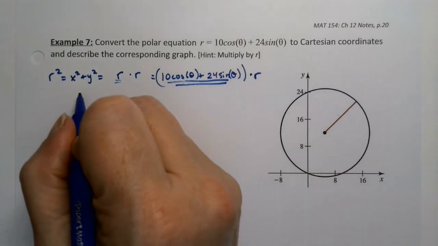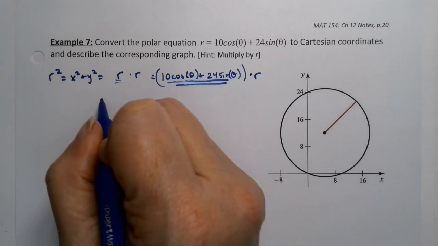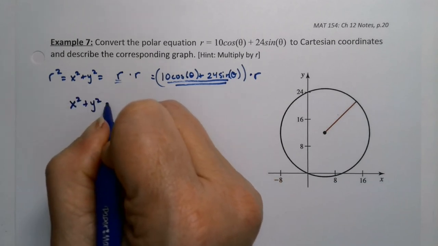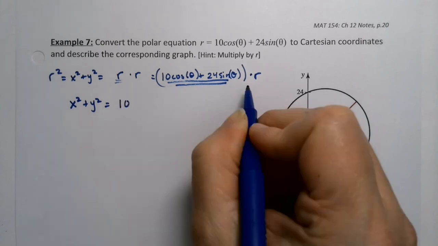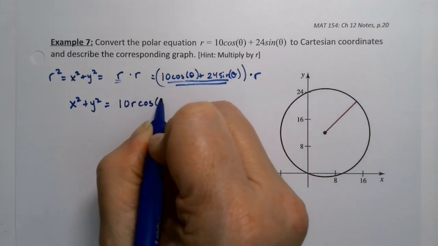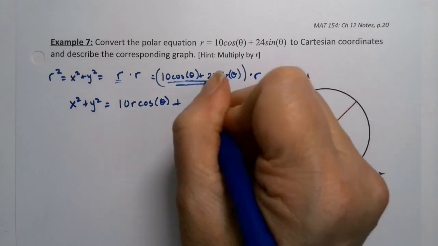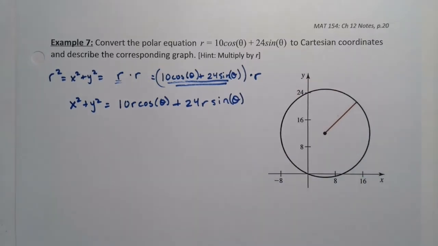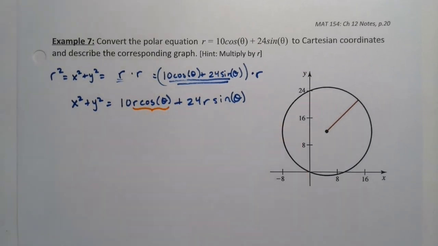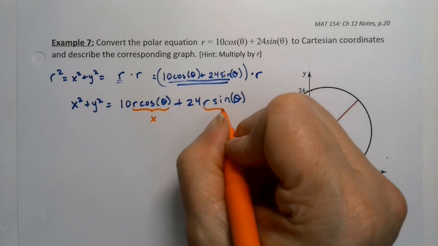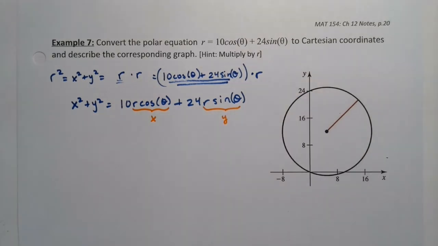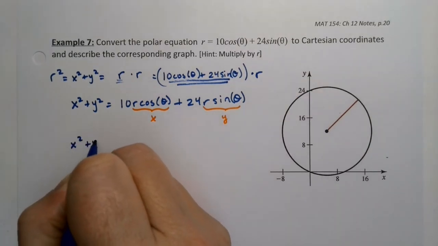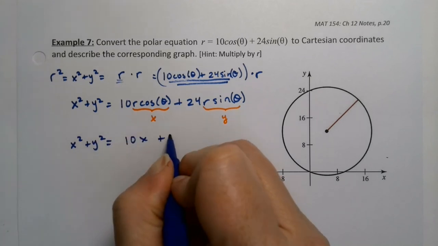I can do that. So that means that x squared plus y squared, excuse me, is equal to 10 r cosine theta, oh, that sounds interesting, plus 24 r sine theta. Why is that intriguing? Well, because r cosine theta should be setting off a little bell in your head. That's x. And r sine theta is y. So I'm really saying x squared plus y squared equals 10x plus 24y.